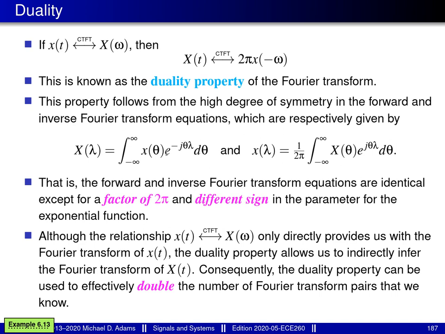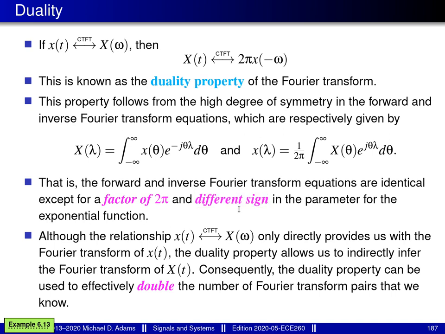The first is that in the exponential function that appears in these equations, there's a sign difference in the parameter for this exponential. In this case, the exponential has a negative sign in it, whereas in the exponential function that appears in the other equation, there's no negative sign. The only other difference is that the second equation has a factor of 1 over 2 pi, whereas the first equation has a factor of 1 that we don't bother to write. So in other words, the only difference between these two equations is they differ by a factor of 2 pi, and there's a sign difference in the parameter for the exponential function.